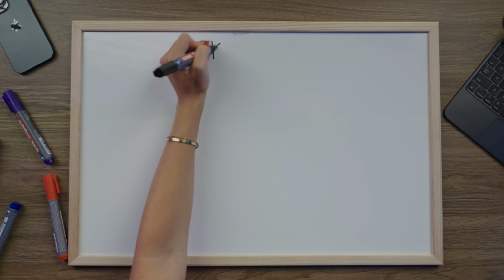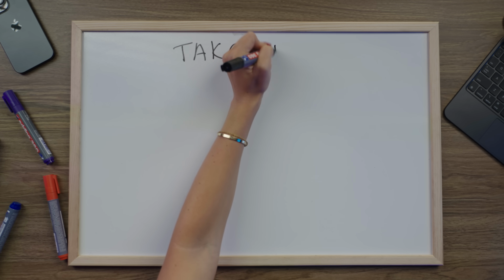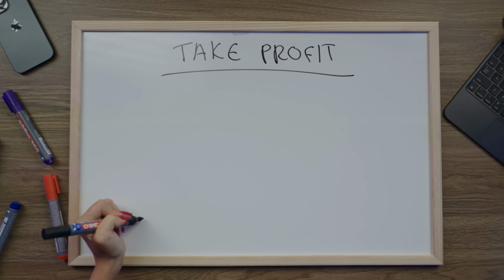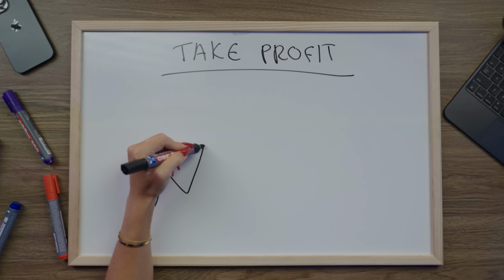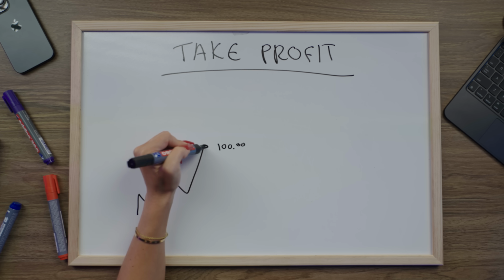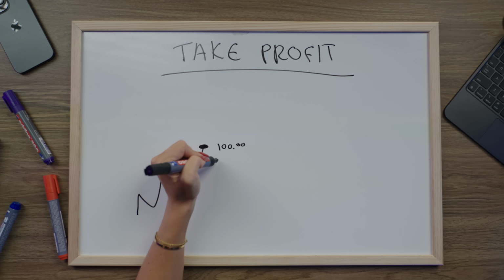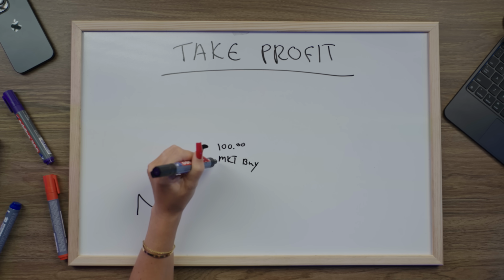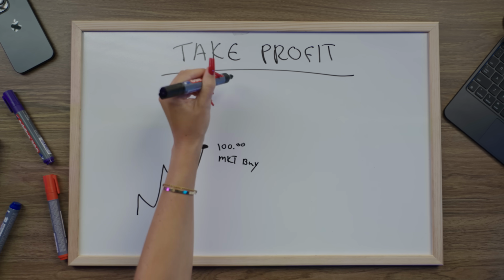Now that you know what types of trades you can enter, it's just as important to know how to exit those trades. This is where take profit and stop loss comes into play. So I'm going to use the whiteboard again to help me explain. Let's go over a take profit. I'm going to draw price action to help us understand take profit. Let's say that the price is at $100. We want to place a market order, just like we went over previously, to buy. We are anticipating that the price is going to go higher.